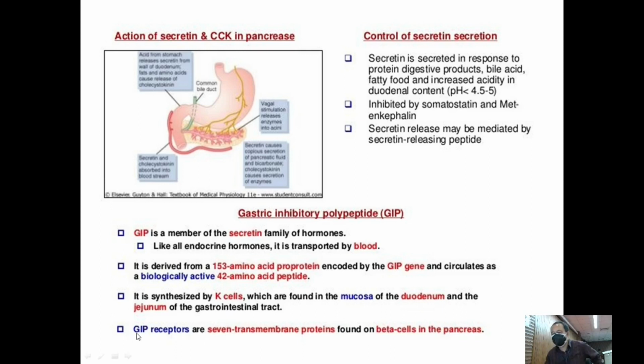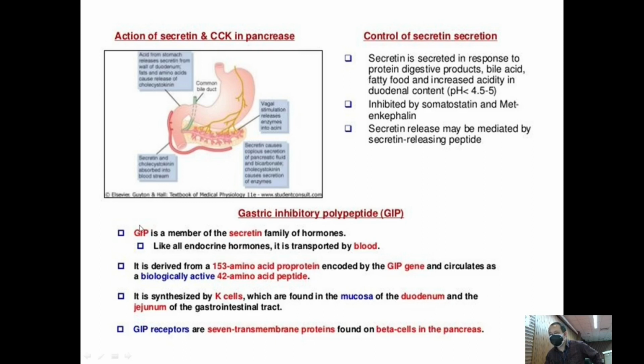Now you have GIP receptors, which are 7-transmembrane proteins found in the beta cells of the pancreas. See, the beta cell is a cell that secretes insulin. Now GIP is the only hormone that has the ability to stimulate the beta cell in the pancreas and cause the secretion of insulin in a physiological dose. All these other hormones have the ability to stimulate the beta cell, but they cannot cause secretion of insulin in a physiological dose. It's only gastric inhibitory polypeptide that has this role.